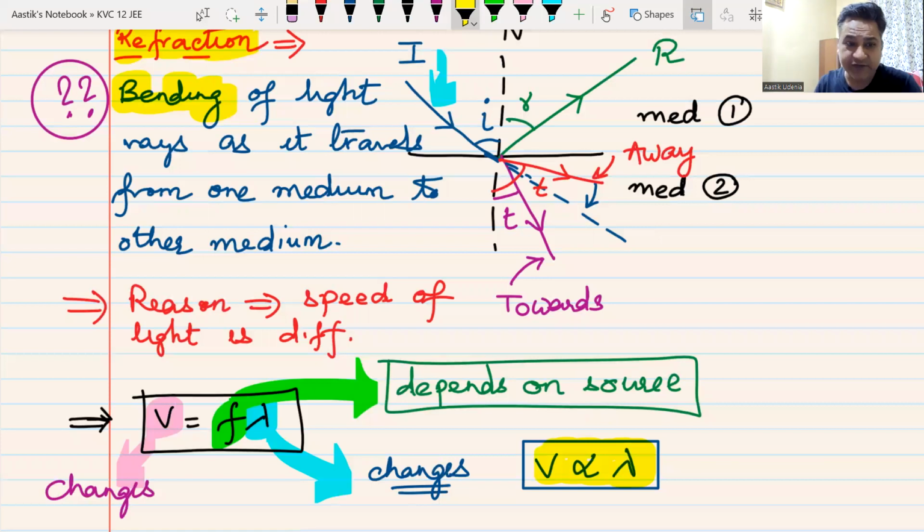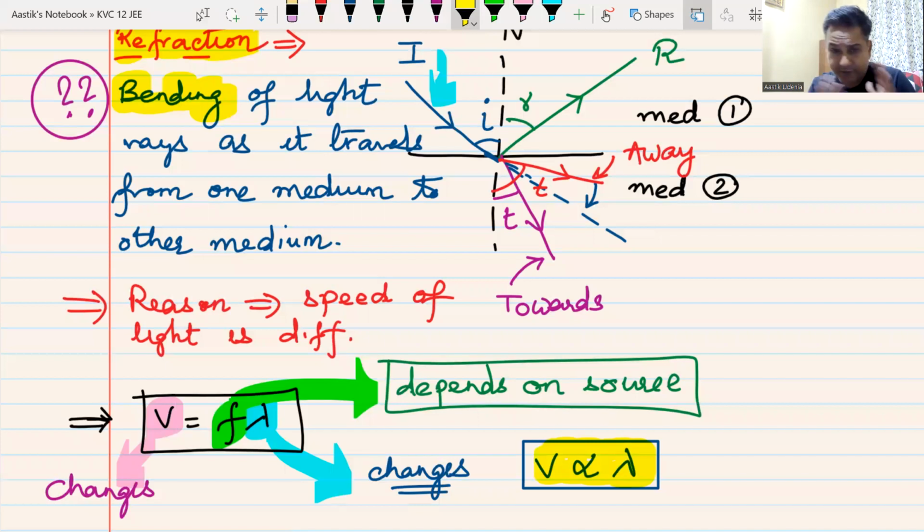Because of this change in the speed of light as it moves from one medium to another medium, the light bends. Sometimes it bends towards, sometimes it bends away. You will understand when it will bend towards and when it will bend away. But let us now move on to this phenomenon of different speed of light in different mediums.